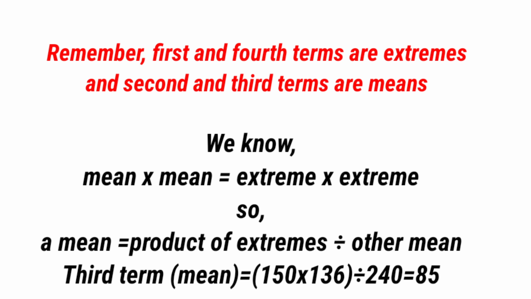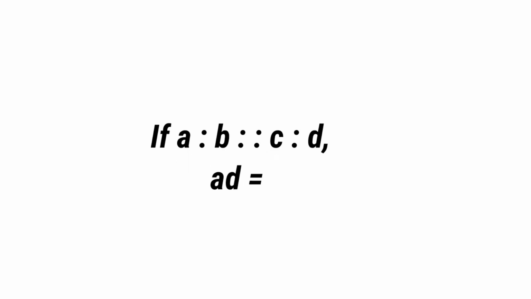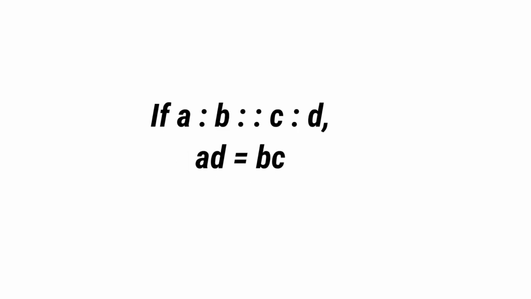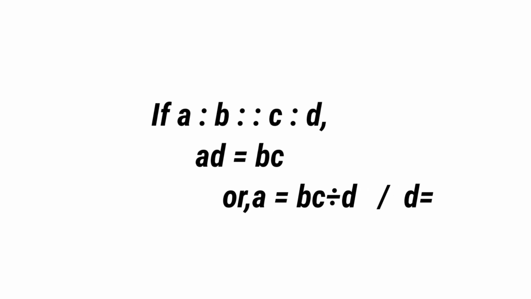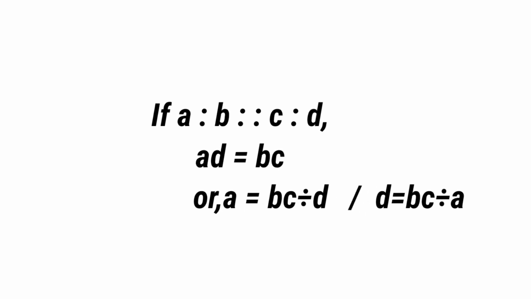Let us go for another question. If A is to B as C is to D, as means equal to, AD is equal to BC is the answer. That means product of extremes is equal to product of means. So A is equal to BC divided by D. Similarly, D is equal to BC divided by A.